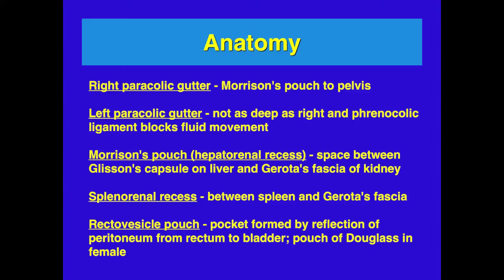Morrison's pouch, which is the hepatorenal recess, is the space between Glisson's capsule on the liver and the fascia of the kidney. The splenorenal recess is between the spleen and the kidney. And the rectovesical pouch is the pocket formed by the reflection of the peritoneum from the rectum to the bladder, which is called the pouch of Douglas in the female.